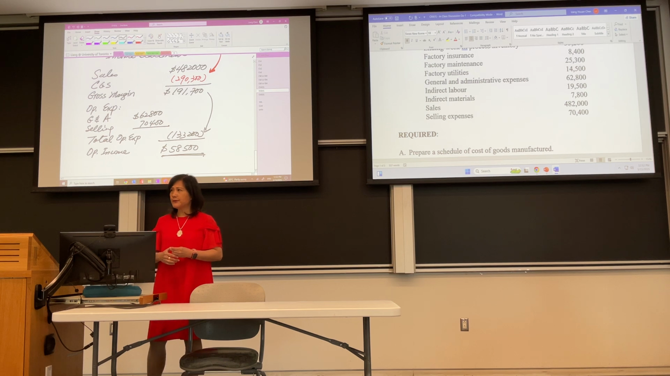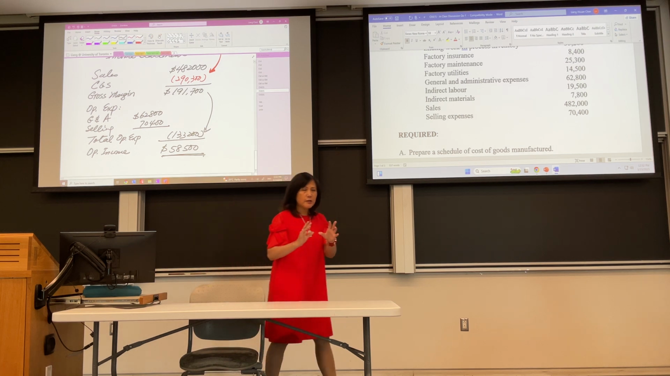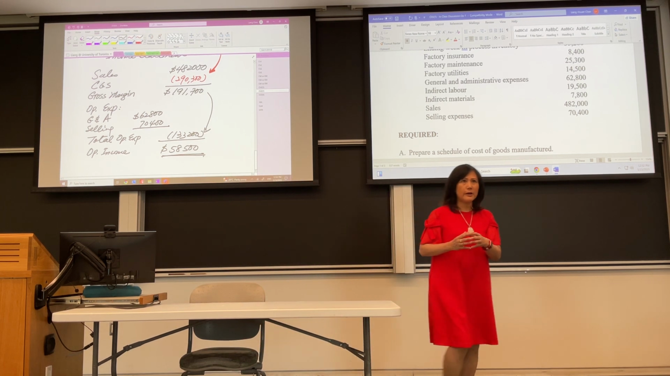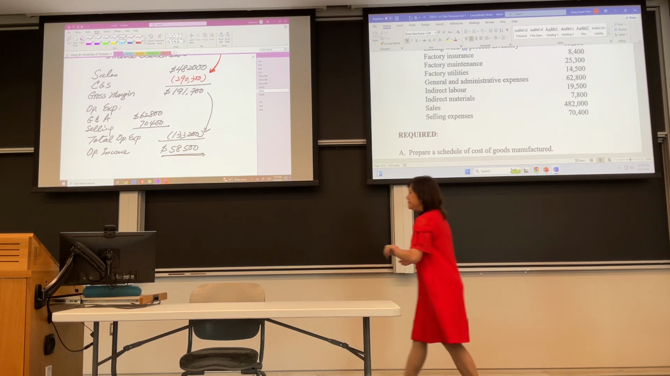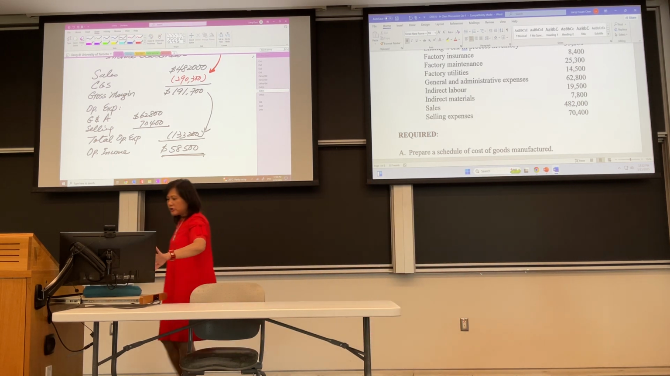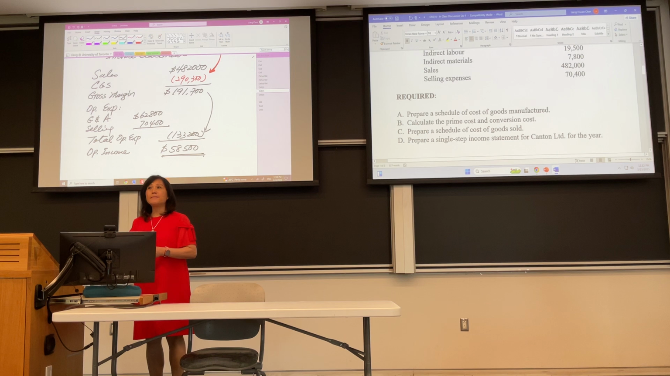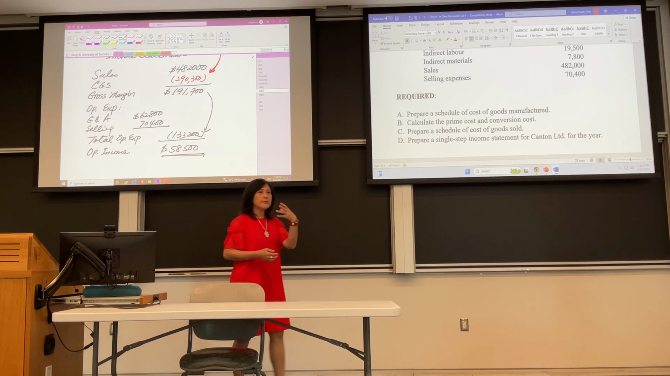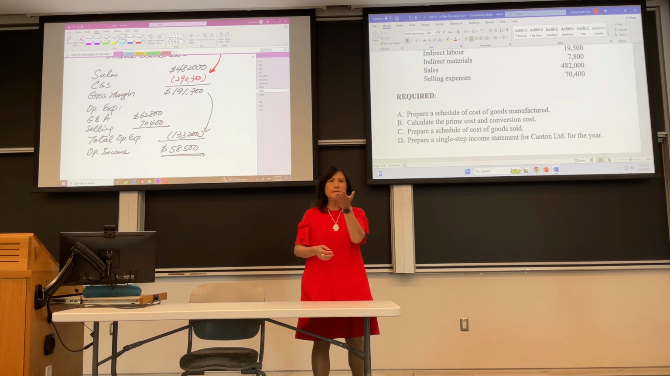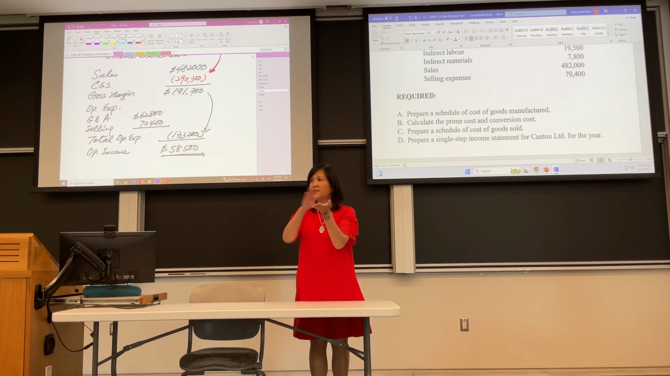Okay, what's this? Okay, so I want you to take a look at it, see if you know how to do it. I still have one item I did not cover, which is conversion cost and prime cost. Okay, so what's prime cost? Prime cost is the cost at its original being. It doesn't change. So material is material.